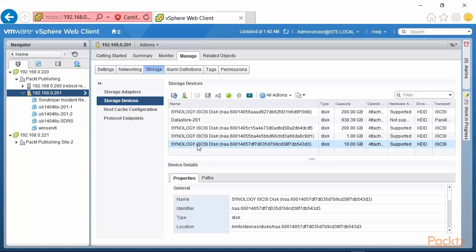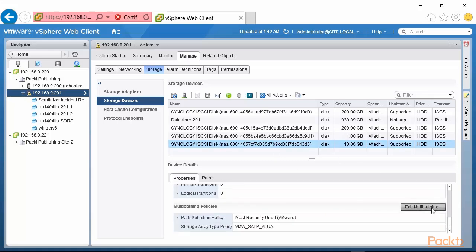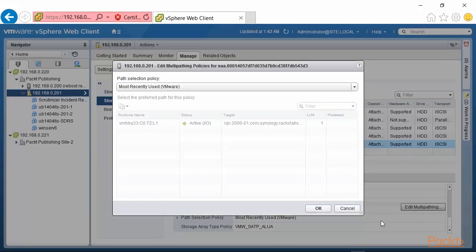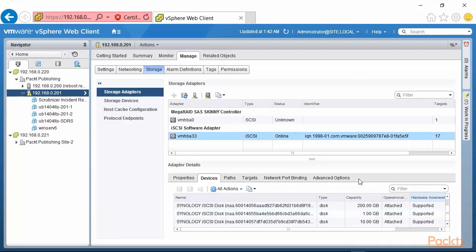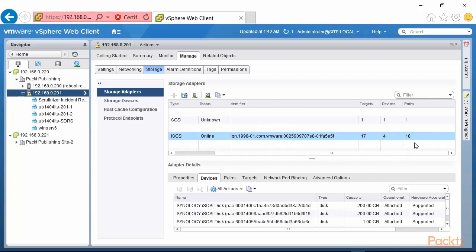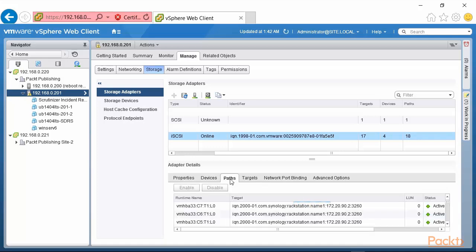The multipathing can be changed, as we have seen here with editing multipathing for that device. Right now it's MRU, and there's only one active IO path to it. There's not much you can do there. You can look at the storage adapter. You're familiar with all the other options of scanning for storage and so on. The SCSI adapter has all these targets, and there are 18 paths. There are 4 devices. We can look at the paths for that adapter. So this is all those paths.